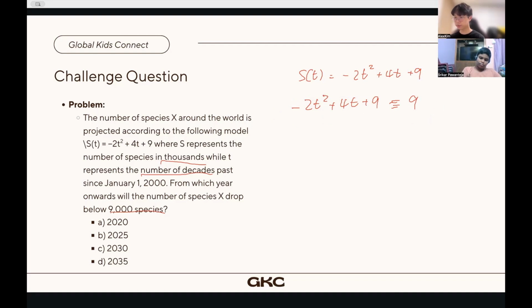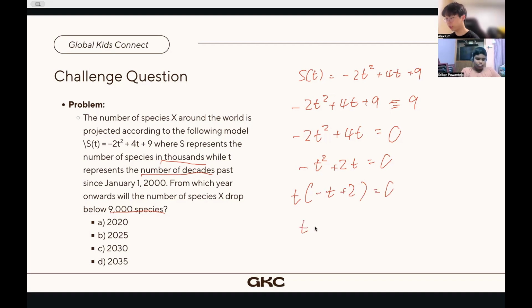And so we get, if we move the 9 to the left, negative 2t squared plus 4t, and plus 9 minus 9 will be 0, so plus 0 will equal 0. Fairly simple from here. You can simplify more by dividing the entire thing by 2 so that we get negative t squared plus 2t is equal to 0. Then from here, you can just group by t. So you can say t times parentheses negative t plus 2 is equal to 0, and therefore, t is equal to either 0 or 2.